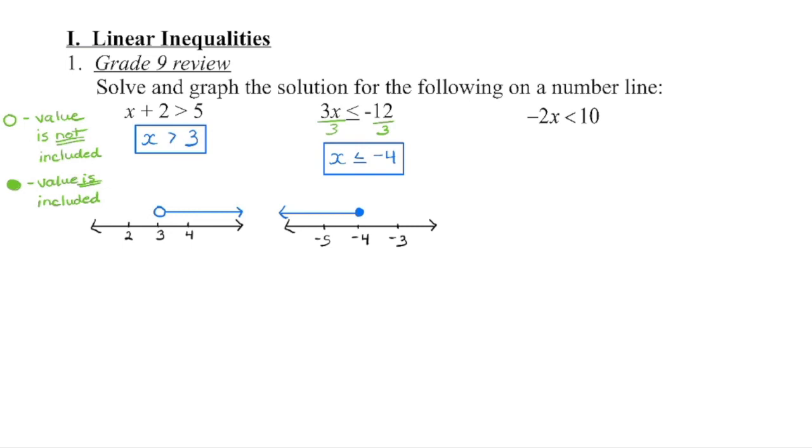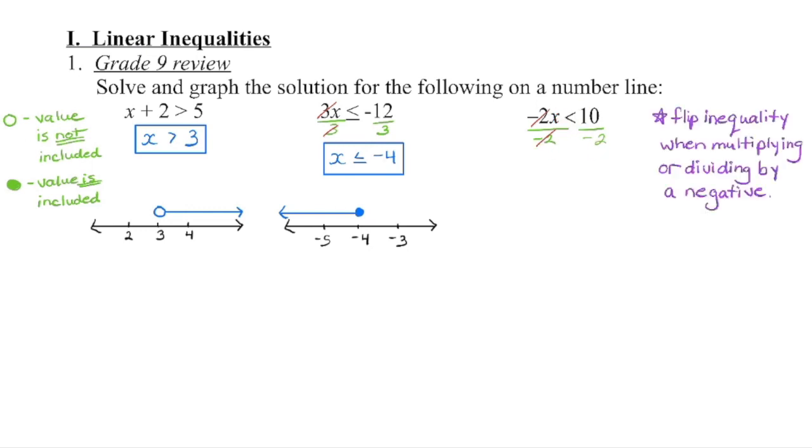In this last one here, when I go to isolate x, I'm going to divide out that negative 2 coefficient. And remember that anytime we multiply or divide by a negative, this inequality is going to flip. And so our solution ends up becoming x is going to be greater than negative 5. And again, we can represent that on a number line.